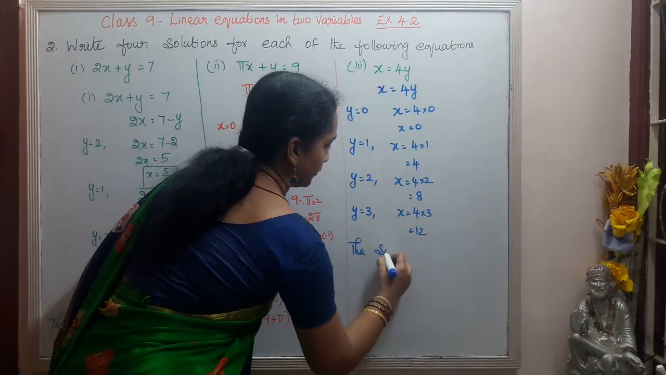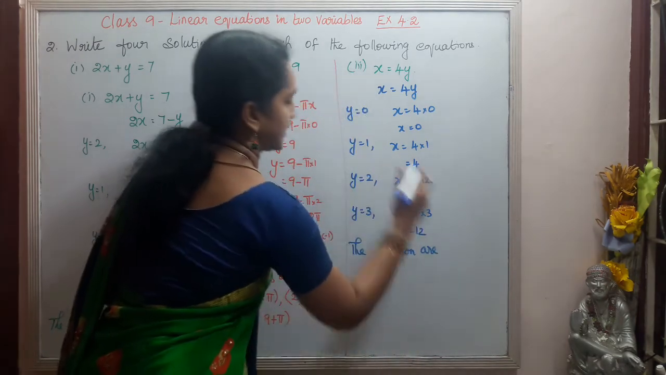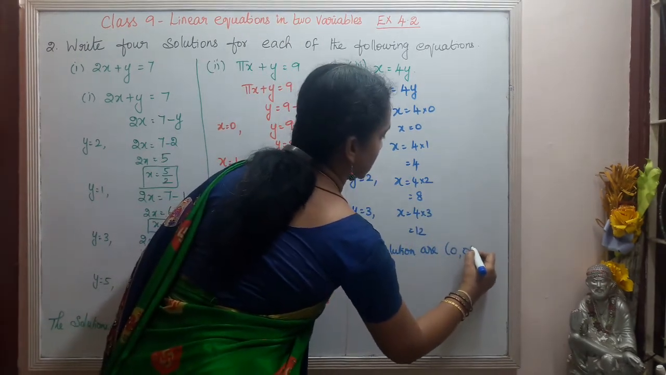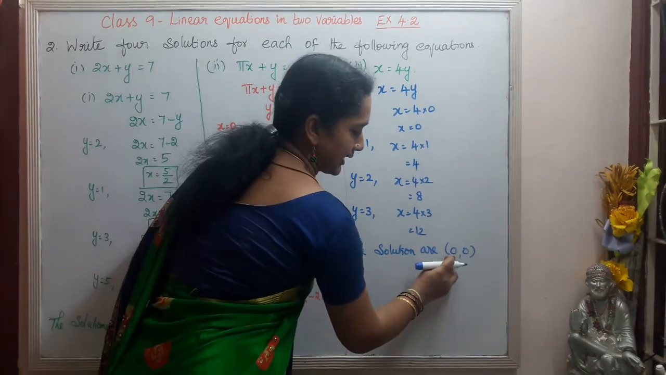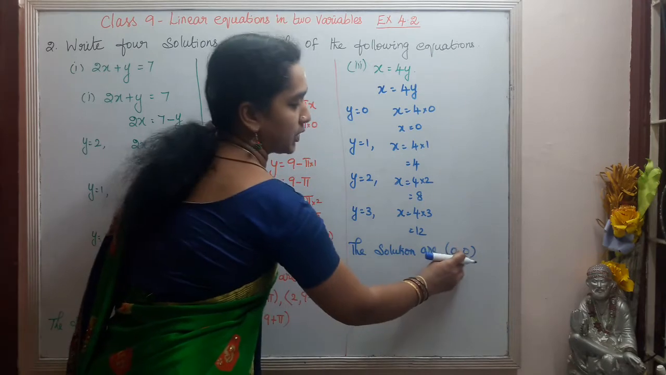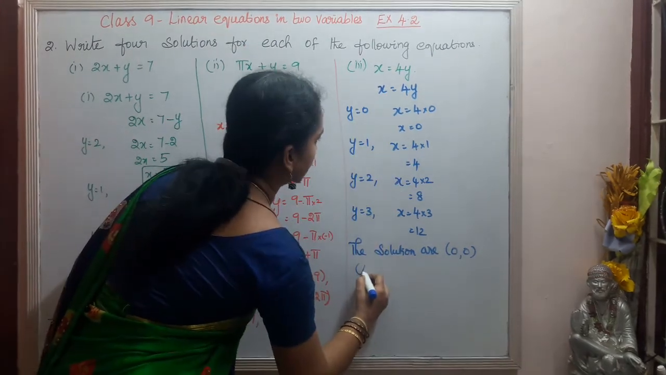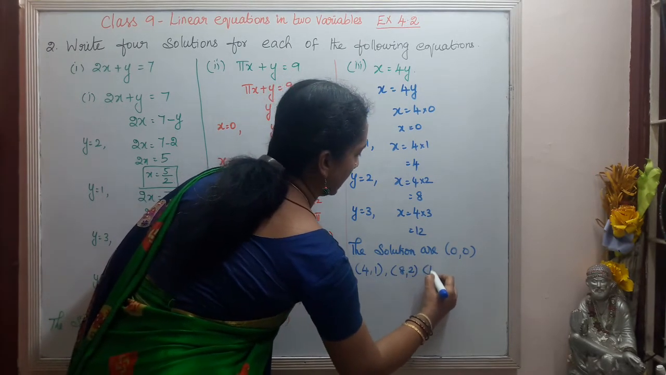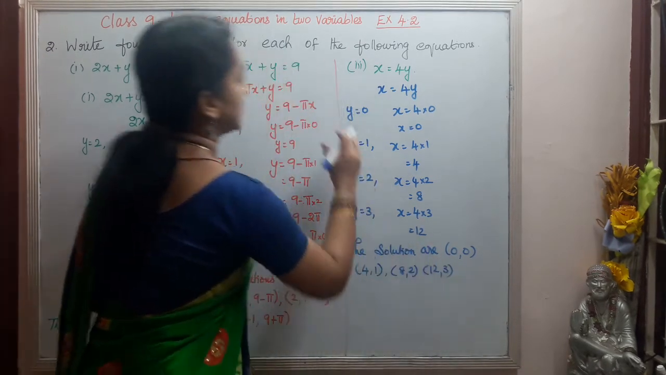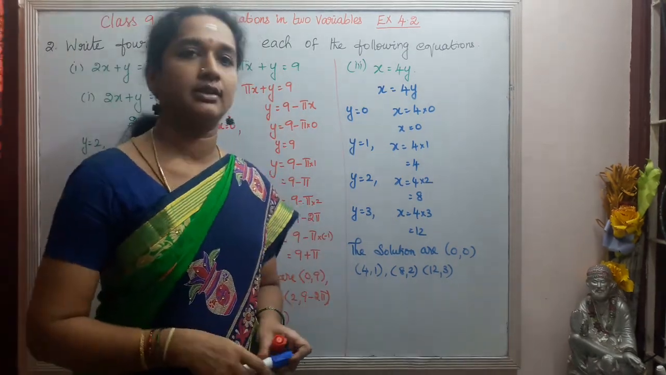So therefore the solutions are (0, 0). The first one is the x value, then the second one within the bracket is the y value. (0, 0), then (4, 1), (8, 2) and (12, 3). So these are the solutions for the given equations.